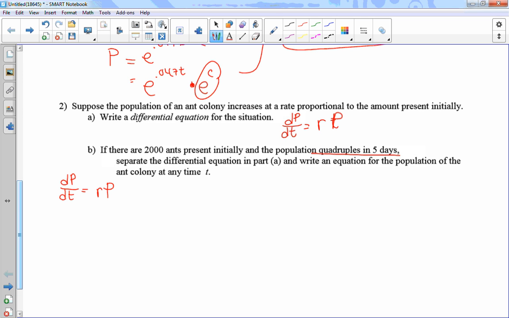And sometimes for that R, we also see it as a K. So just sometimes the rate is R, sometimes it's K.